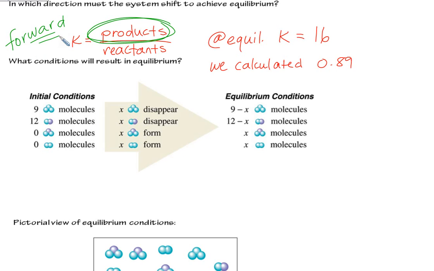In the first example, they just said, what if we shifted by 5? We consumed 5 molecules of reactant. We formed 5 molecules of product. That wasn't enough. We need to shift by more than 5. Okay, so now what do we do? Do we just guess? Do we just guess and check? We could. We could just guess numbers, plug them into that expression until we hit 16.